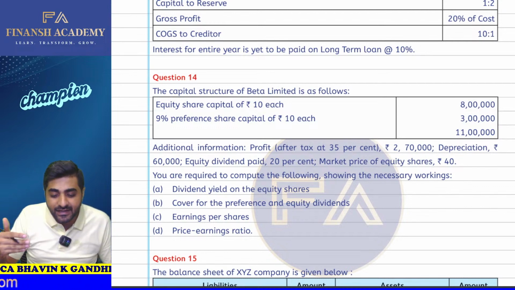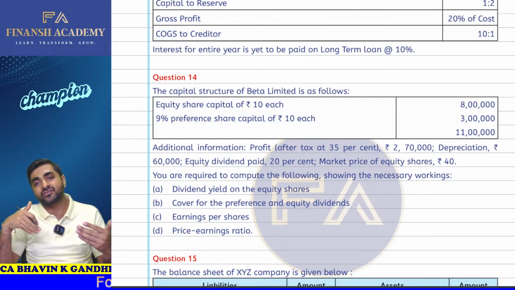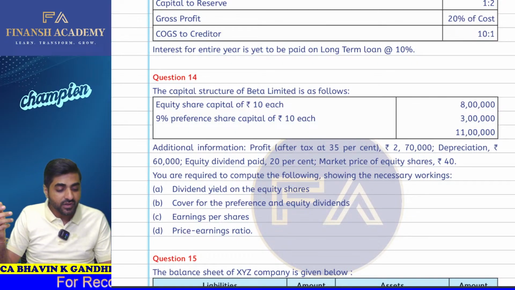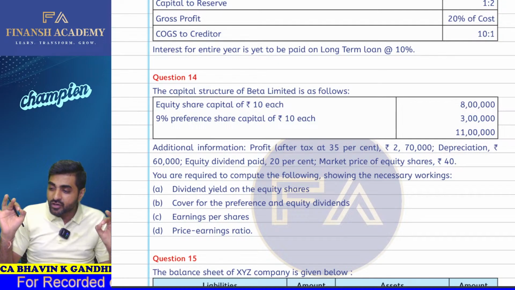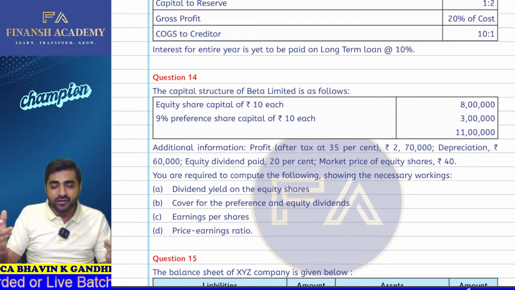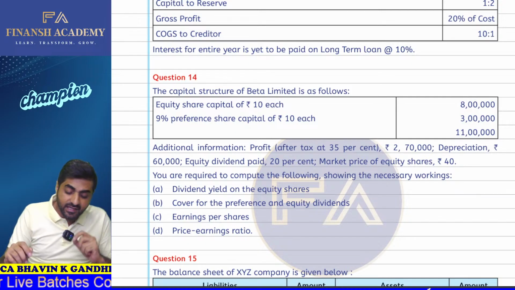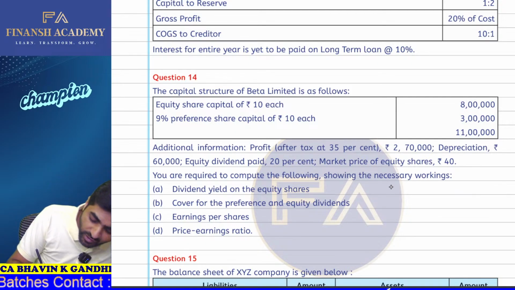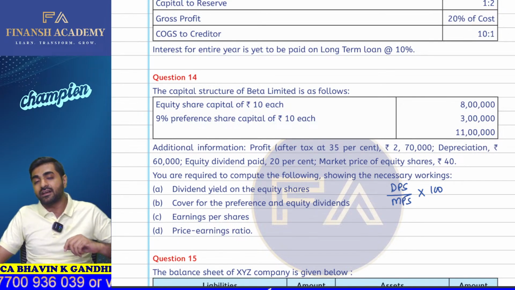Now, what is the dividend yield ratio? See, yield in finance always means returns. So whenever we are required to calculate the dividend yield ratio, we are required to calculate returns. How do we calculate the same? We take your DPS and divide that by MPS into 100. That's how we calculate your dividend yield ratio.